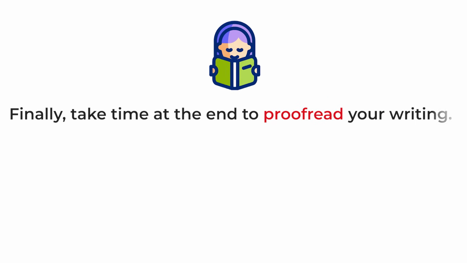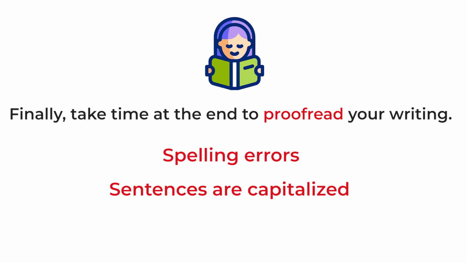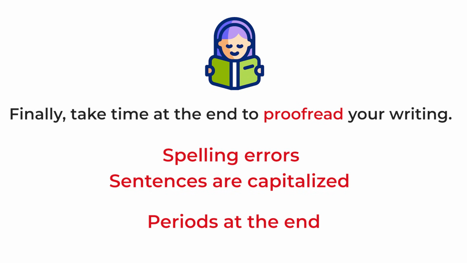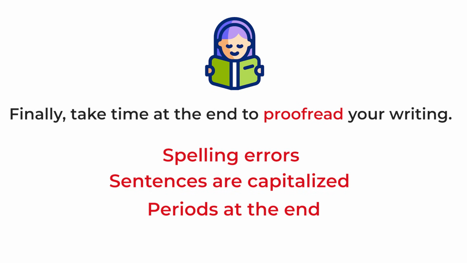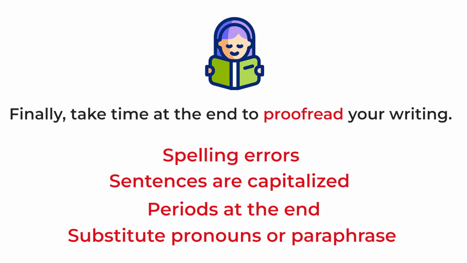Finally, take time at the end to proofread your writing. If you correct mistakes, you can increase your score. Look for spelling errors and make sure that sentences are capitalized with periods at the end. Also, look for words that repeat. Then ask yourself if you can substitute pronouns or paraphrase them. It's really worth proofreading your essay because such little details can greatly improve your band score.